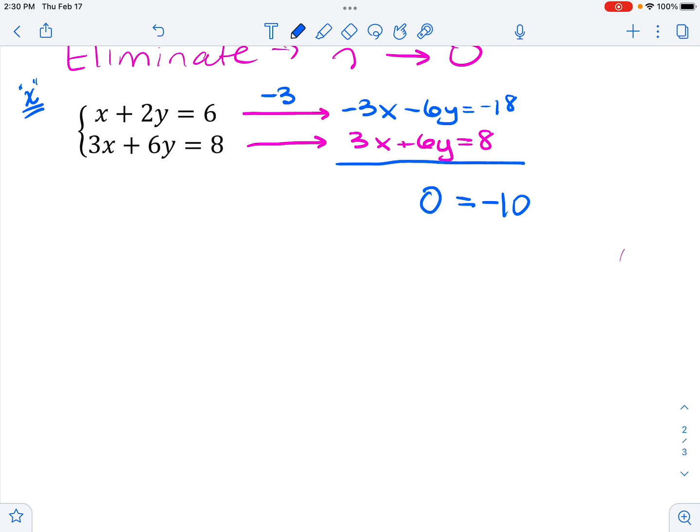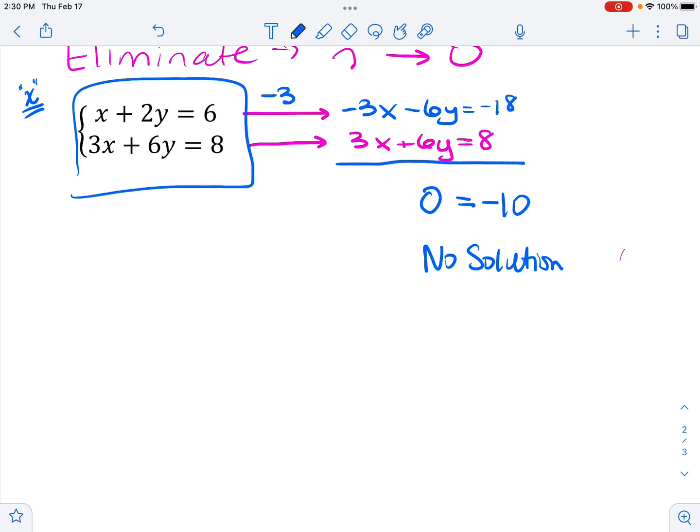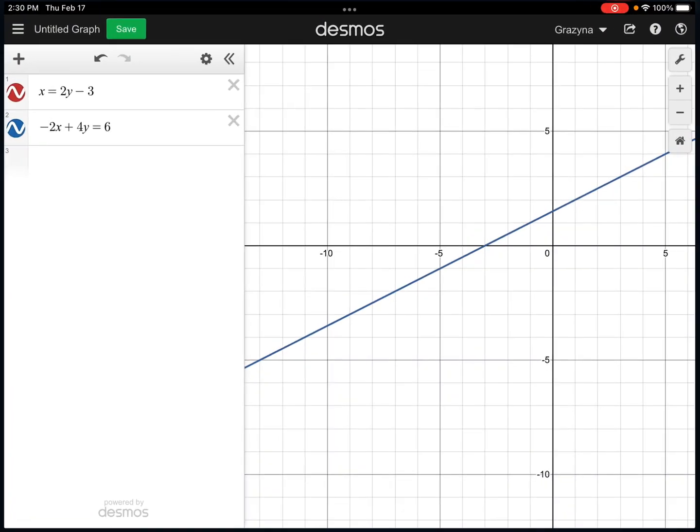And again, this is one of these weird statements where you have to assess, okay, what does this mean, right? Well, 0 doesn't equal -10. So this tells me that there's no solution. It means if I graph these two equations on Desmos, the lines will not intersect. And I can prove that to you in lots of different ways.